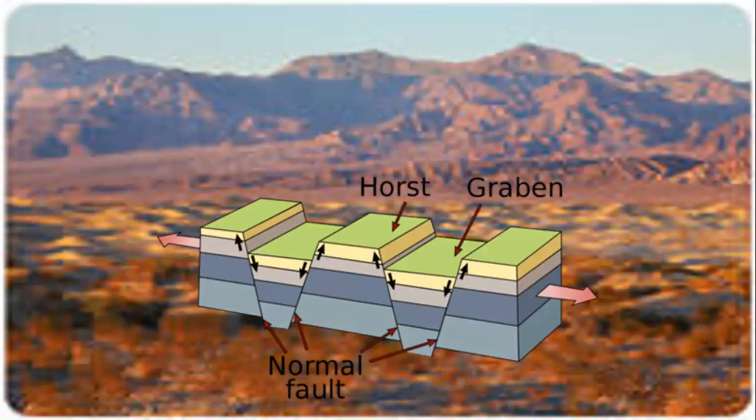Mid-ocean ridges form at divergent plate boundaries. As the ocean floor separates, an enormous line of volcanoes is created. Continents can also rift apart, a process called continental rifting.